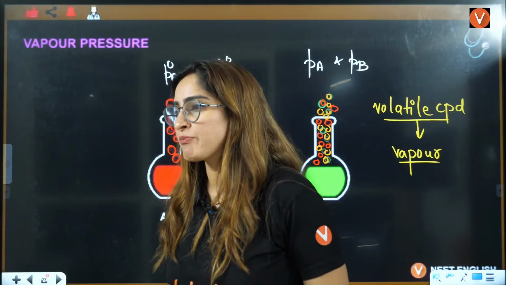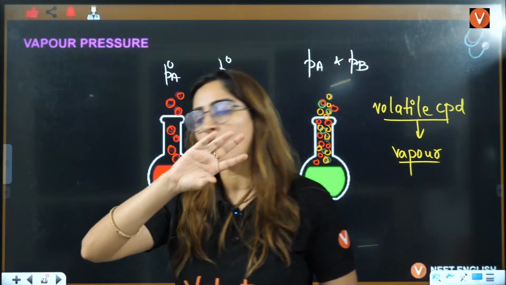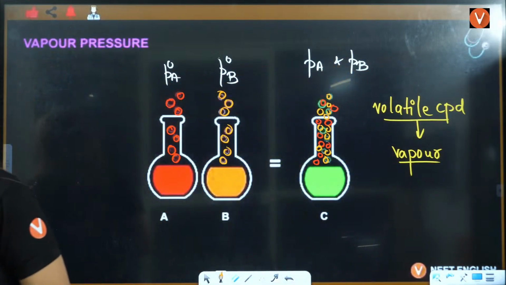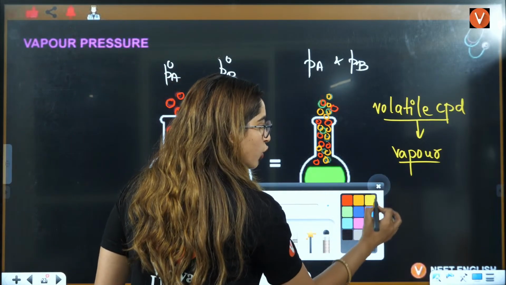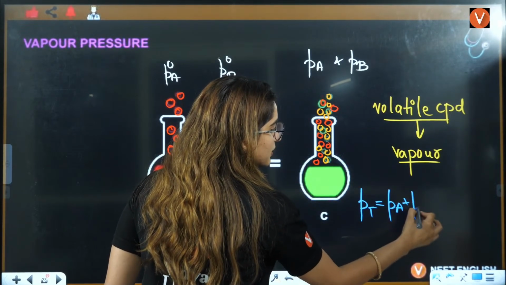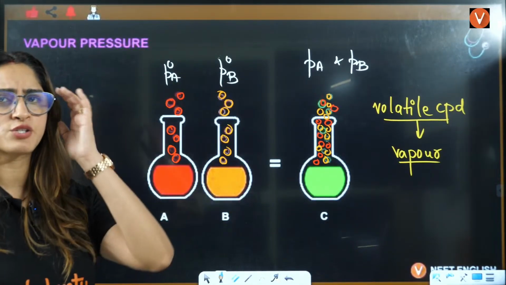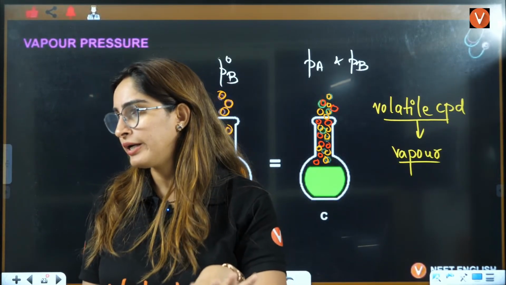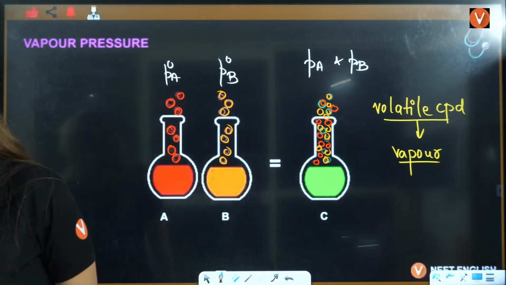Now let me know in the chat box if that is clear to you. What is P naught A, what is PA, what is P naught B, what is PB? Total pressure will be equal to PA plus PB. This is basically Raoult's law only that we will discuss. Don't worry. Firstly, let's discuss Henry's law. Understood? Everybody clear?